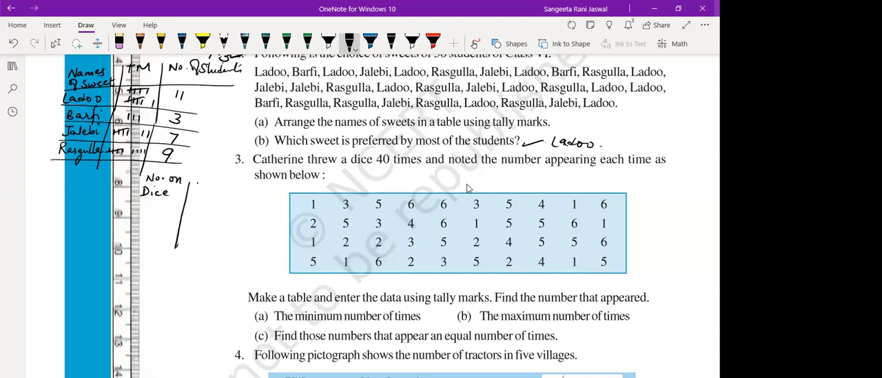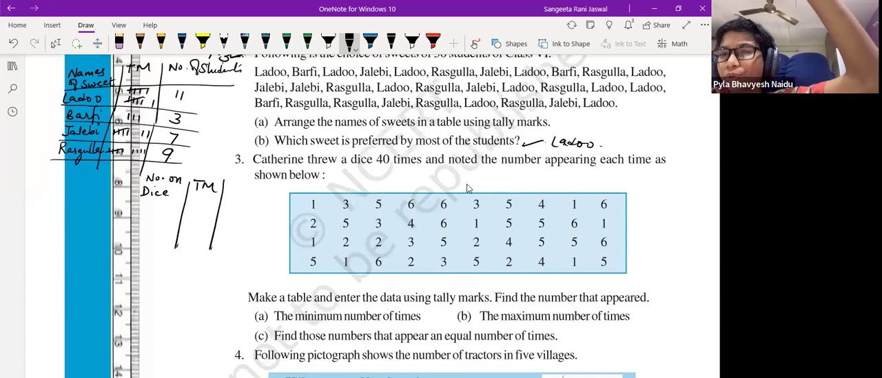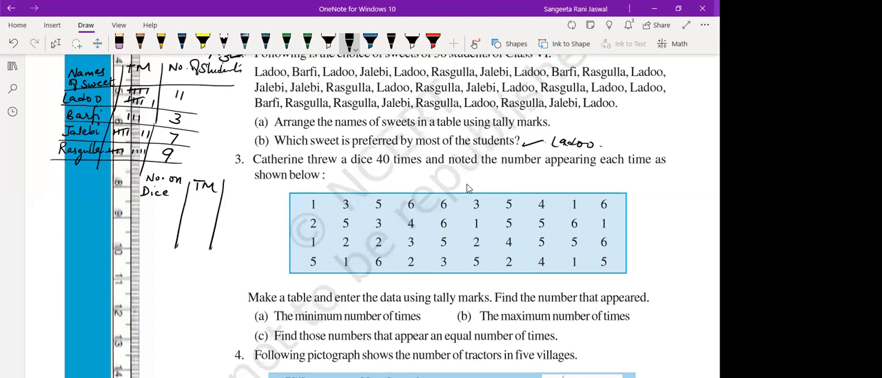The next will be? Tally marks, ma'am. What will be the next? Ma'am, the number of times it came. Number of times, the frequency. Yes, we call it frequency. So, how many times are we getting that number?